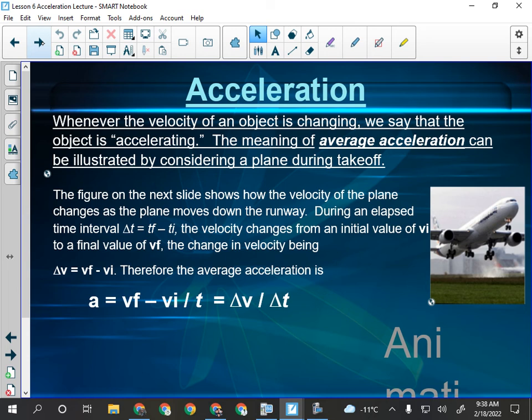Okay? The meaning of average acceleration, or more accurately, uniform acceleration, is best illustrated by a plane taking off or an object falling, okay, or something like that. But most objects that we would deal with do not exhibit perfectly uniform acceleration. Okay? Lots of people say, oh, a great example of uniform acceleration is a car accelerating away from a stoplight. Except that that's one of the worst examples of uniform acceleration, because it's not uniform at all.